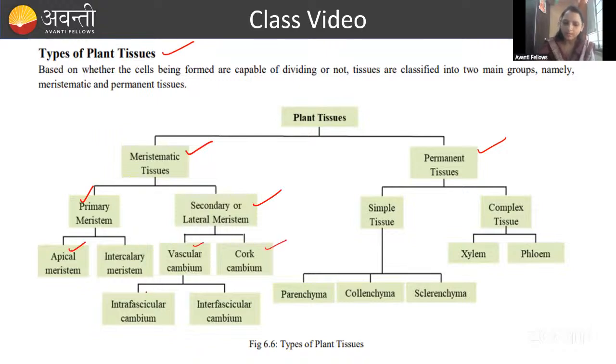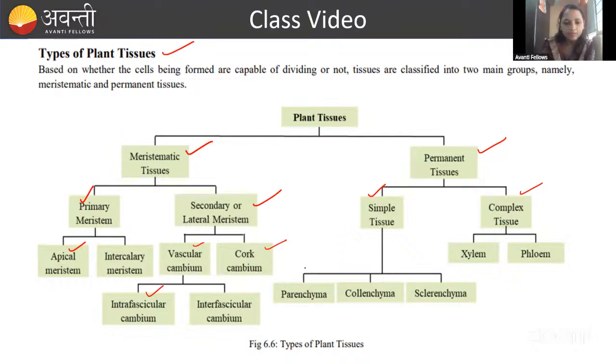And in the vascular cambium, we see interfascicular and intrafascicular. We will study that in detail. I am just telling the classification here. In the permanent tissue, we see the simple permanent tissue and the complex permanent tissue. Simple means they are made up of a similar type of cell having the same structure and the same function. Coming to the complex, they have different structures and different functions.